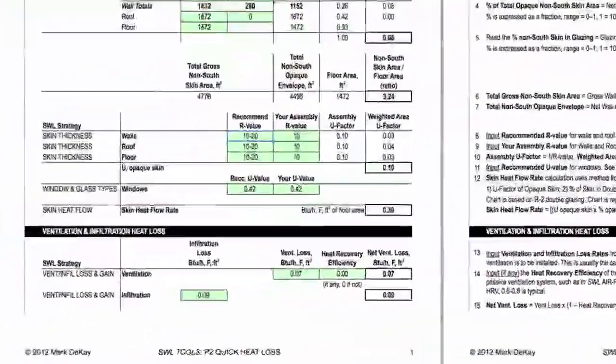Now let's input those values into our quick heat loss spreadsheet. For the walls, we have an R15 to 25. For the roof, 30 to 60. And for the floor, a 25 to 30. Those are our recommendations. Now we need to enter what we're going to choose. Where are we going to be in that range, or shall we be above it?